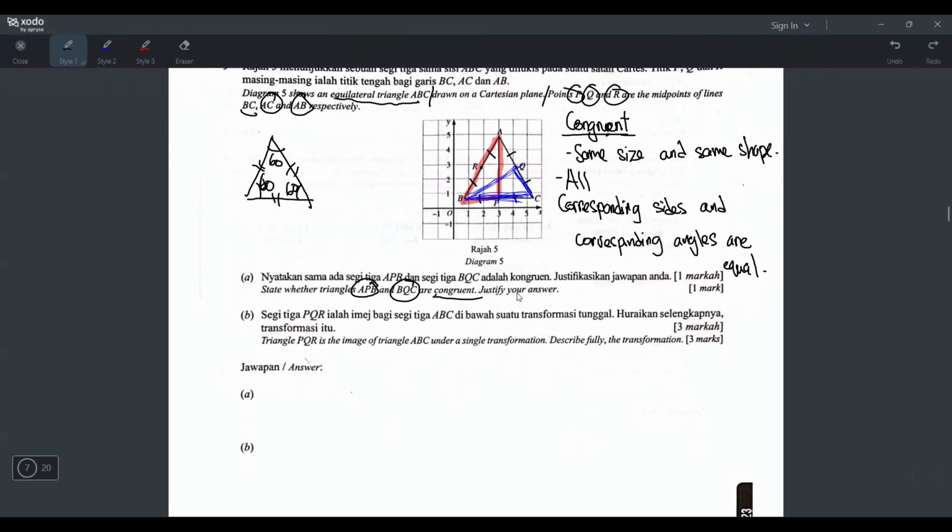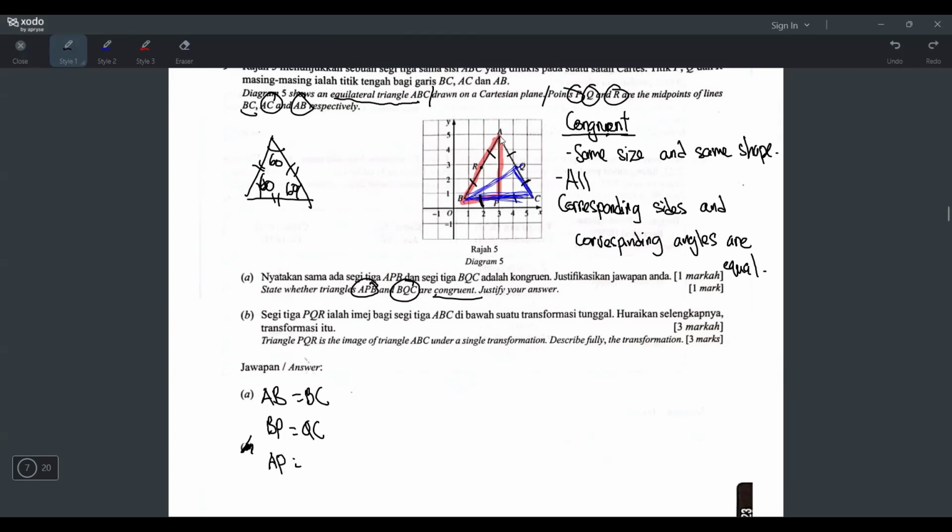State whether congruent. So we can see that we know AB's length is the same as BC, because they said this is an equilateral triangle. So the outside lengths must be the same, all three, right? And we also know that this short side BP will match with QC. Why? I labelled it already, I put it like this already. What this means is they are the same length: BP and QC. And then the last line that is the same is AP.